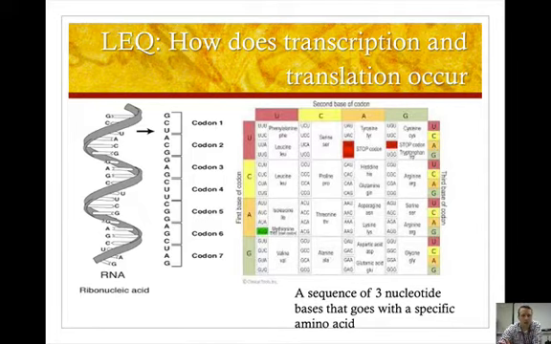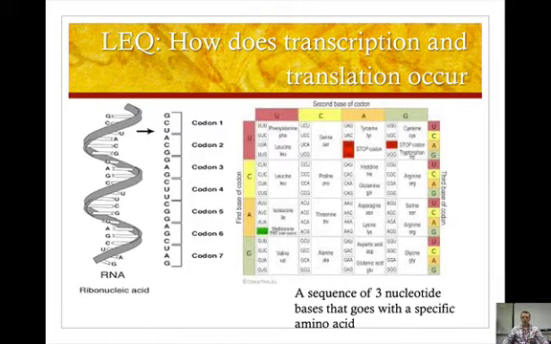Now let's just take another look. ACG, go with the A, C, and find the G. ACG right there translates to that amino acid, and then those eventually become proteins. So codons are just a sequence of 3 nucleotide bases that go with a specific amino acid.